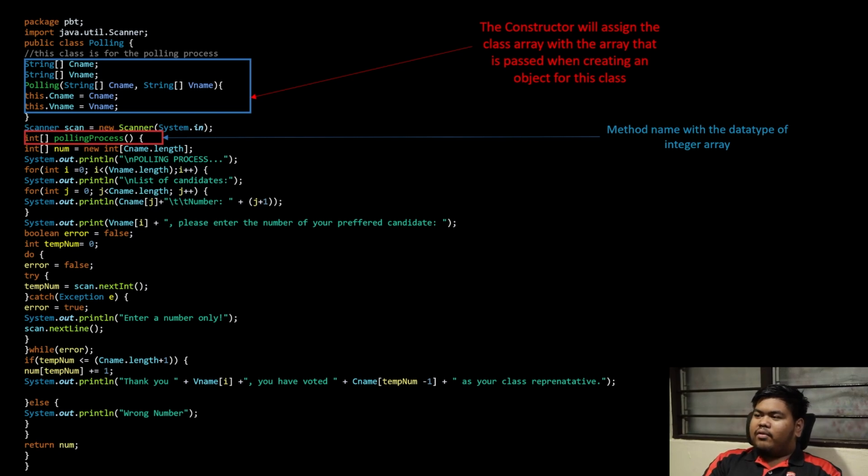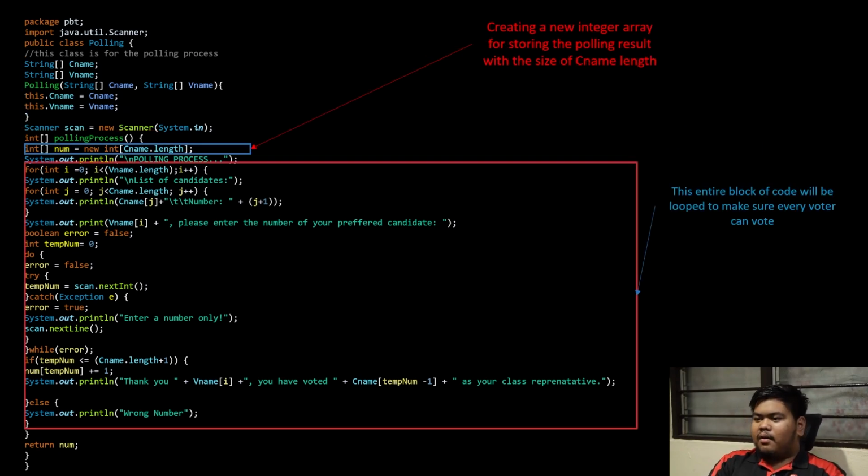So here at the top we have the constructor, which will assign the class array with the array that is passed when creating an object for this class. And then we have the method with the data type of integer array. Let me explain the constructor first. Here we have created two variables before the constructor. Those two variables are arrays that will store the names of the candidate and voter that we have just passed. So basically in the constructor, it will assign the data that we have passed to a new class variable.